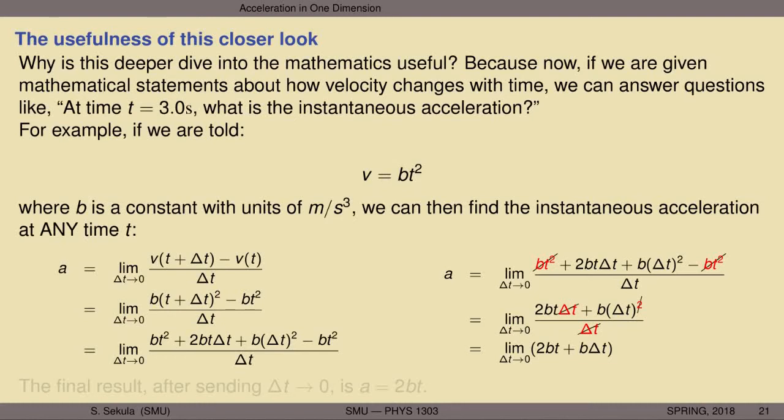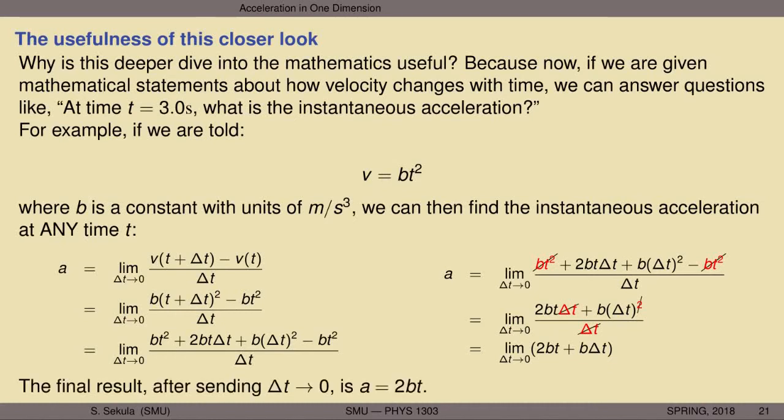What do you observe about the argument of the limit function? The first term in the argument contains no delta t's. So nothing will happen to this term when delta t is sent to zero. But the second term contains a delta t multiplying the constant b. And so what will happen when delta t is sent to the value of zero, in the limit as delta t goes to zero? If you said that the second term in this argument will itself also go to zero, you are absolutely correct.